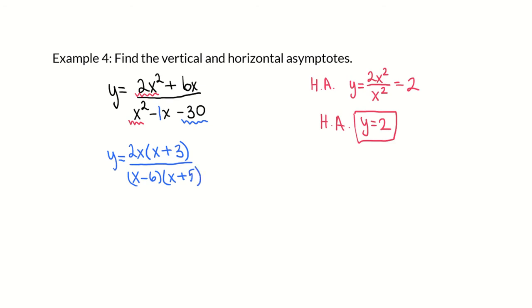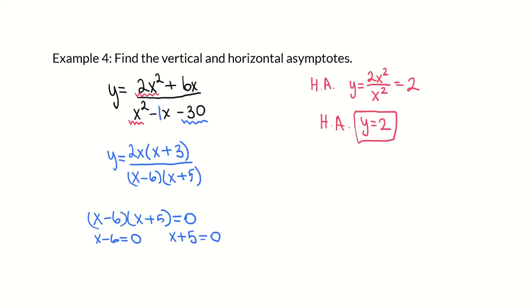So now to find the vertical asymptotes, we want to first reduce this function if we can. None of these factors reduce. And then we set the denominator equal to 0. So x minus 6 times x plus 5, we set equal to 0. And to solve this, we set each factor equal to 0. So x minus 6 equal to 0, x plus 5 equal to 0.